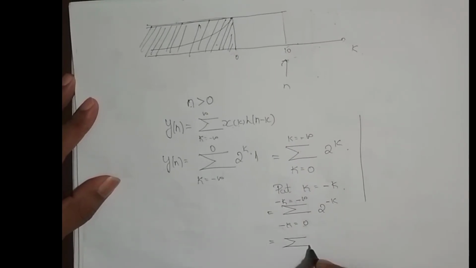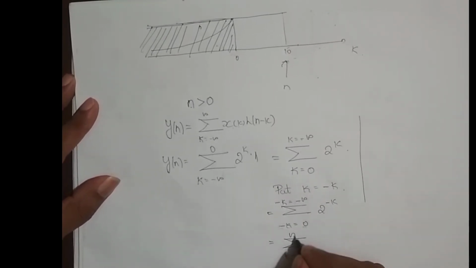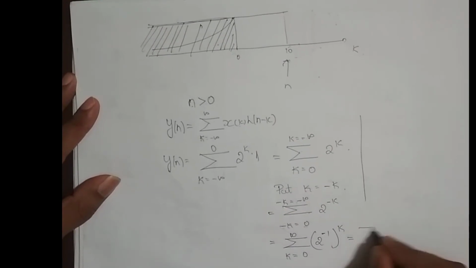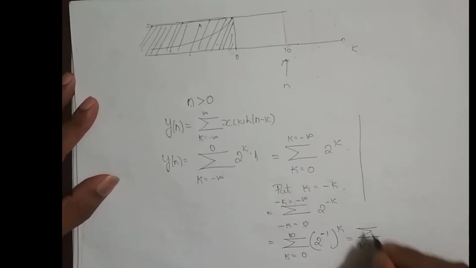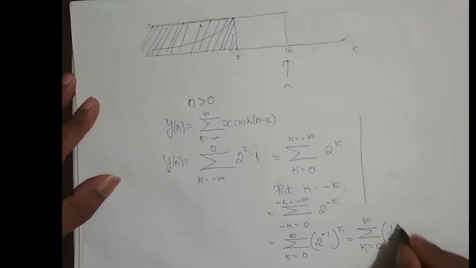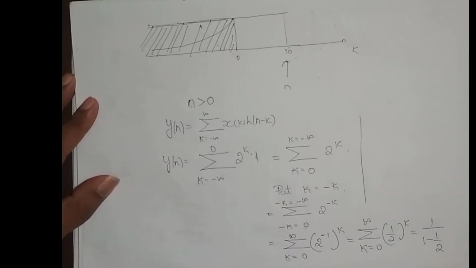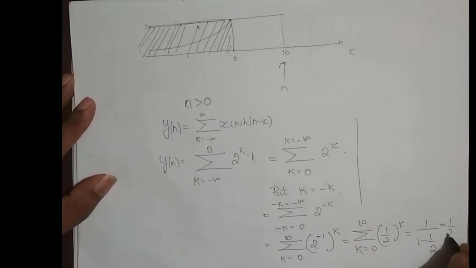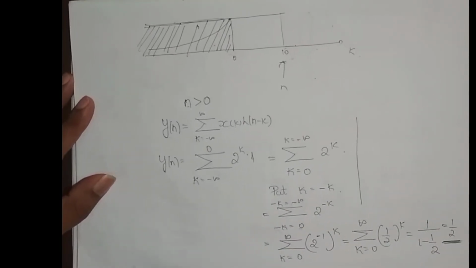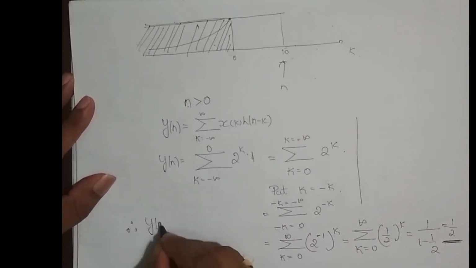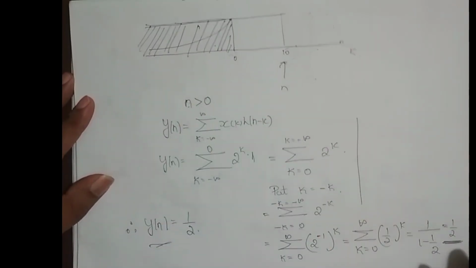So summation k varying from 0 to infinity 2 power minus 1 whole power k, which is equal to summation k varying from 0 to infinity 1 by 2 power k. And what is this? 1 divided by 1 minus 1 by 2, right? And what is this? 1 by 2. So therefore y of n is equal to 1 by 2 for n greater than or equal to 0.